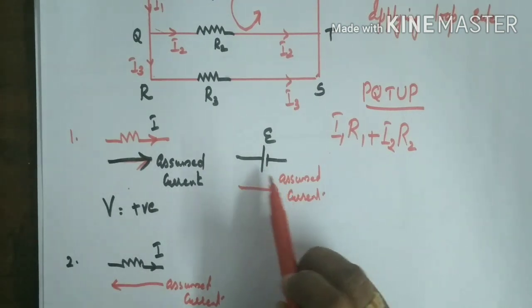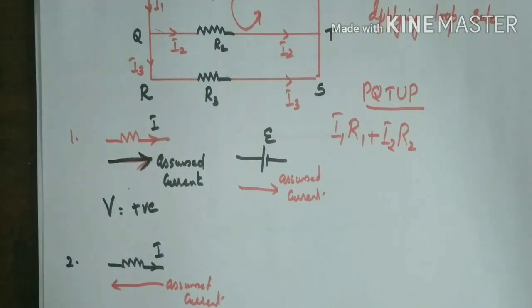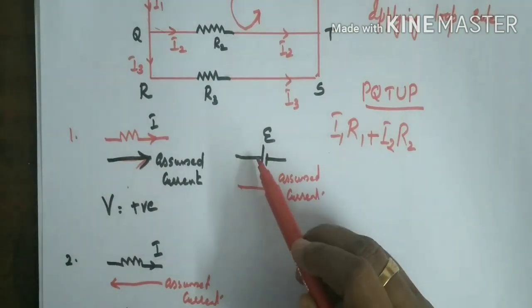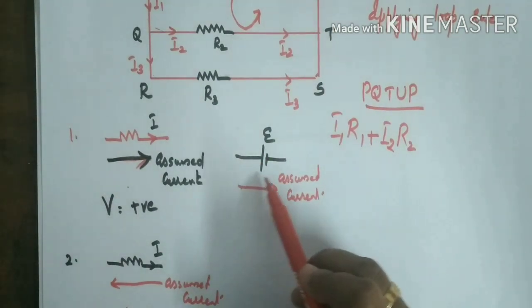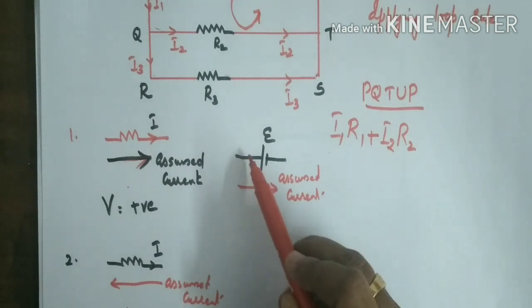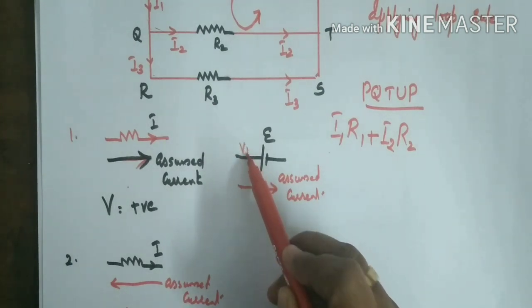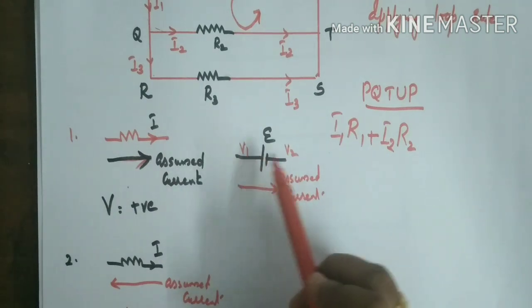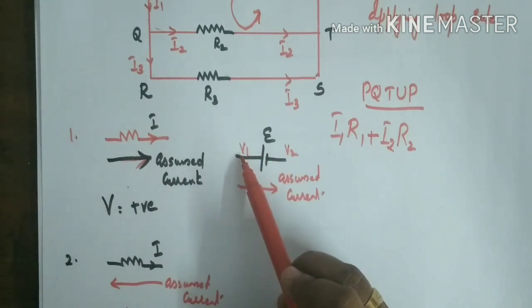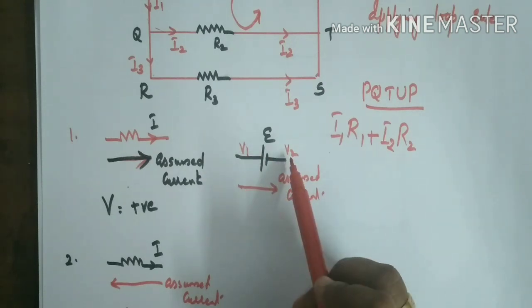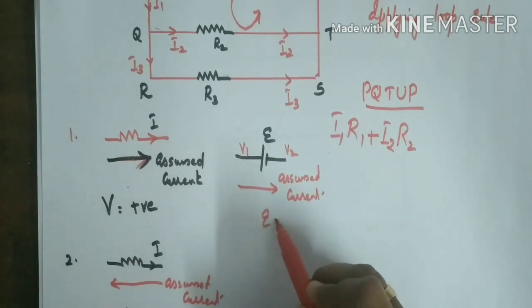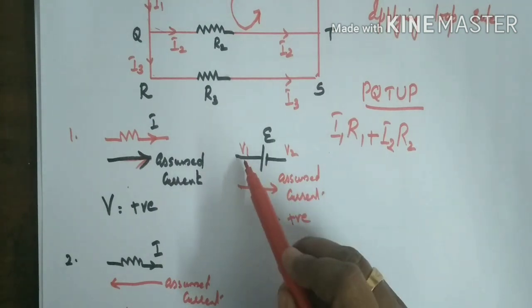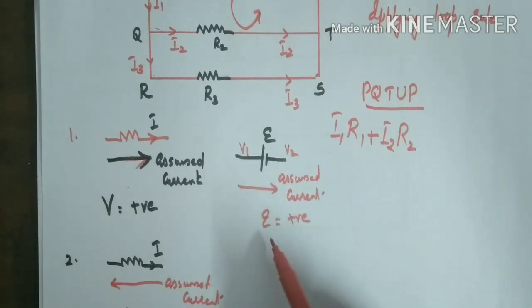If the assumed direction and the original direction are from positive to negative, so the assumed direction is this one, and the original direction is here. The potential here is V1, here the potential is V2. So what is the potential difference? V1 minus V2. V1 is greater than V2, therefore its potential difference is taken as positive. So if the assumed direction is from positive to negative of the cell, EMF is taken as positive.